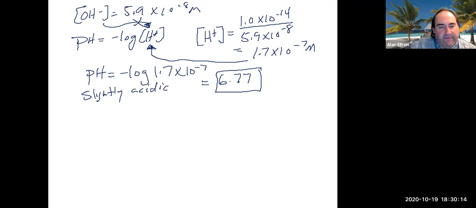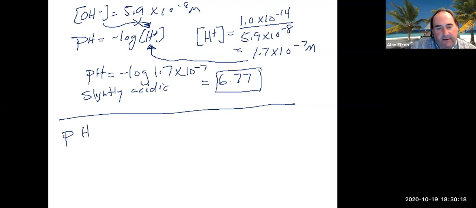Now, if you went straight into this equation here with the 5.9 times 10 to the minus 8, you would have got 7.23.